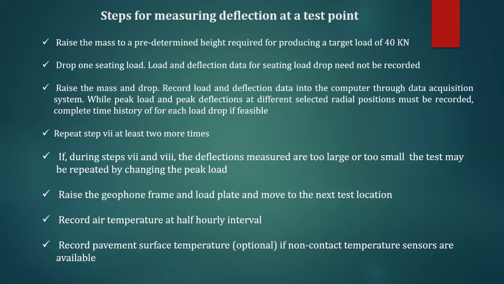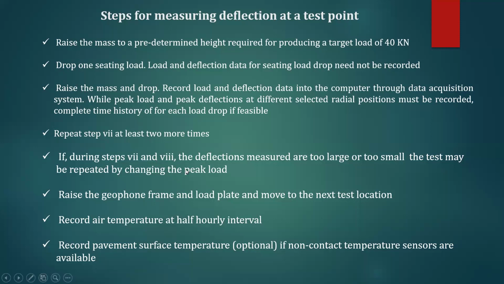Raise the mass and drop it, and record the load and deflection in the computer through the data acquisition system. The peak load and peak deflections at the different selected radial positions must be recorded, and the complete time history of each load drop if feasible. Repeat the test at least 2 more times, because we need confirmation that we are getting the same deflection. If during the steps the deflections are measured too large or too small, the test may be repeated by changing the peak load.